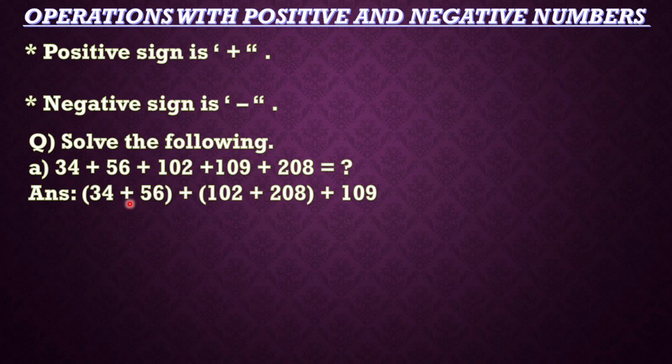See, this is how I have clubbed. I have clubbed 34 plus 56 and 102 plus 208 plus 109. Let me write it here. Yeah, 6 plus 4 is 10. 1 carry here, so 0 we kept. 5 plus 3 is 8. 8 plus 1 is 9. 90, dead easy. Plus 2 plus 8 is 10.